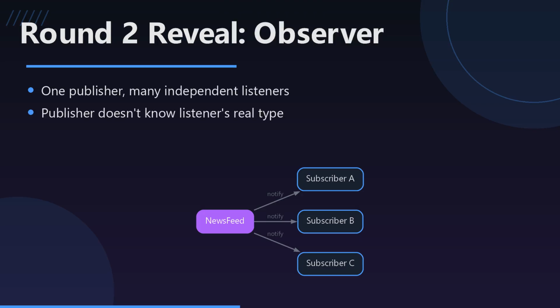In round 1, we swapped in exactly one object to change behavior. Here, the feed is talking to a whole list of listeners at once, and it doesn't know or care what any of them actually are, only that they can be updated. That contrast is the real tell. Strategy is one object standing in for an algorithm. Observer is one object shouting to many.